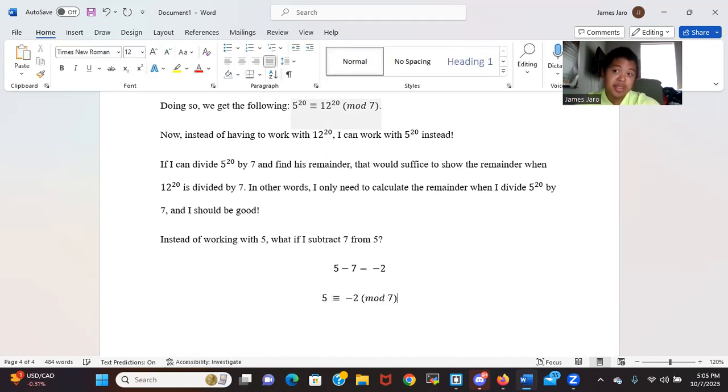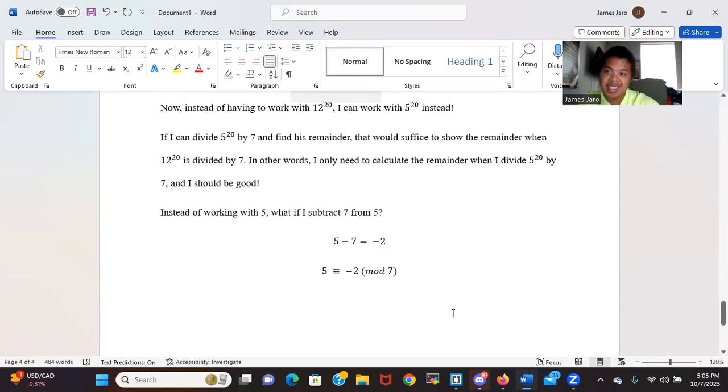Now you're probably thinking, that's a little bit crazy to say, James. How can 5 divided by 7 get us a negative remainder? I'm not really saying that it's getting a negative remainder. Think of it this way: it's more like saying that 5 divided by 7 gets us the same remainder as if we divide negative 2 by 7. And you might be thinking, how does that work? How do 5 and negative 2 get the same remainder? Well, let's do a little bit of an explanation.